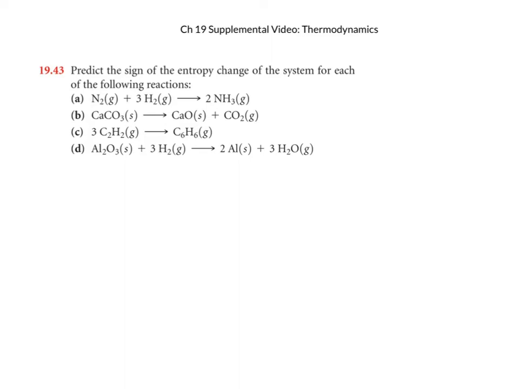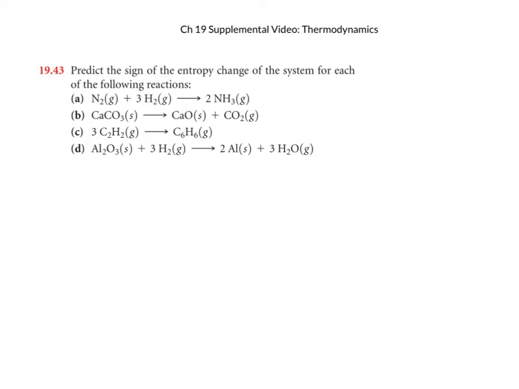But here we go. Number 43 in your problem set says predict the sign of the entropy change of the system for each of the following reactions. So what this question is asking you to do is look at the degree of freedom of motion that is present within a problem from reactants to products.